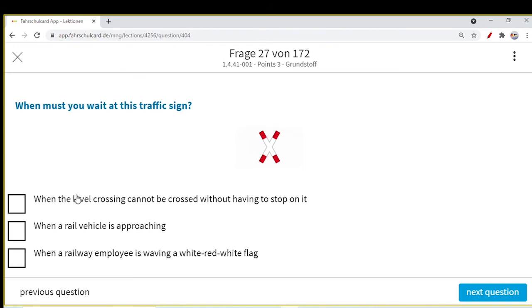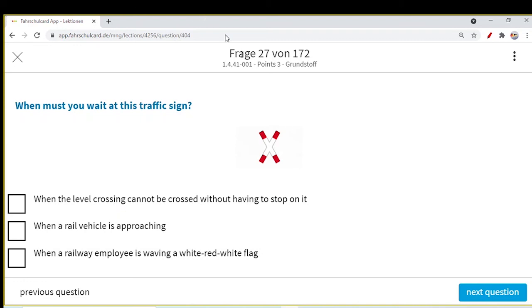Let's see the options. When the railway crossing cannot be crossed without having to stop on it. They're asking, when must you wait at this traffic sign? When the level crossing cannot be crossed without having to stop on it. For example, you are approaching a level crossing, a railway line. You see in front of you there is traffic congestion, and if you continue moving ahead, you will stop directly on the level crossing. Then it could be a dangerous situation for you.